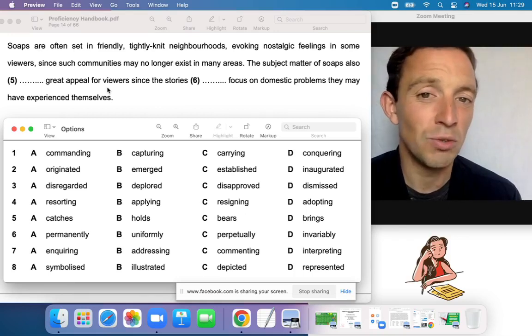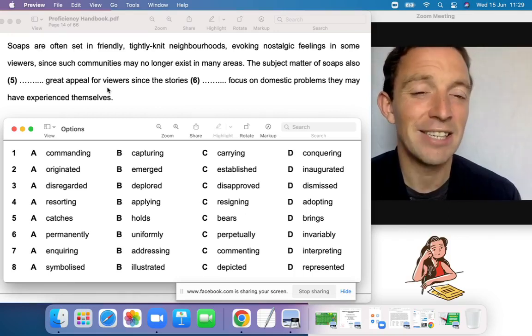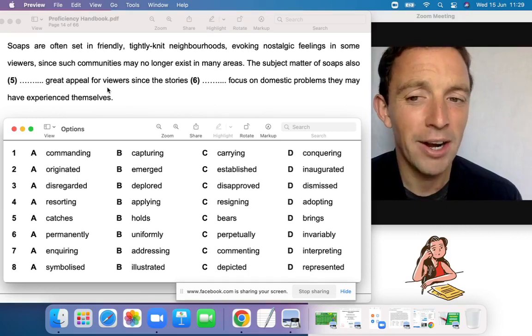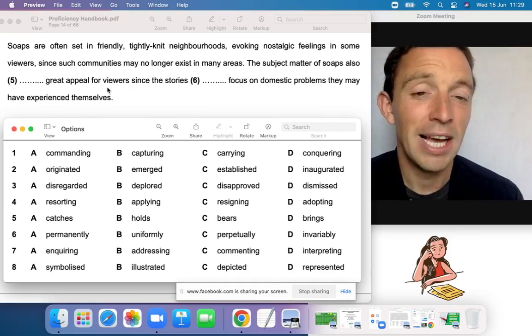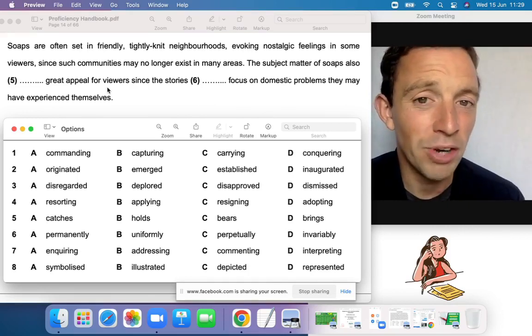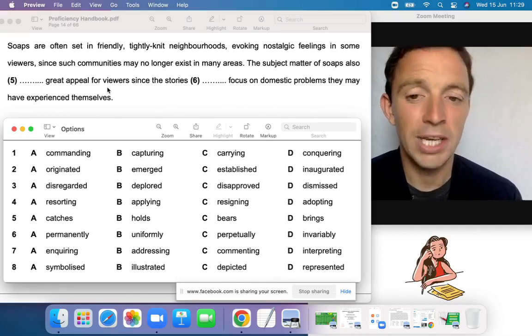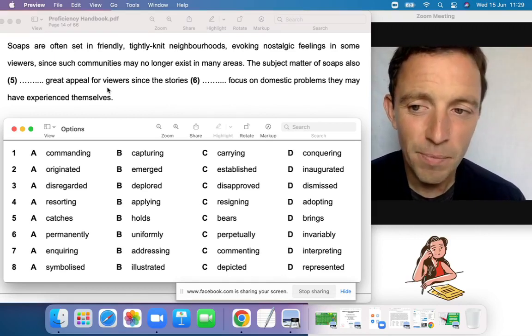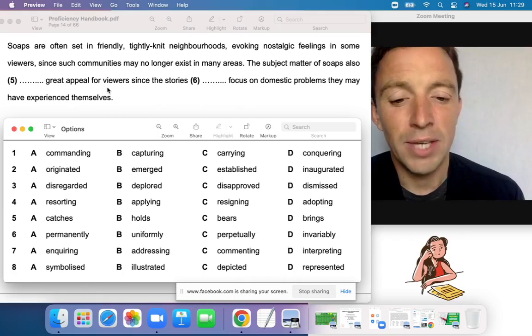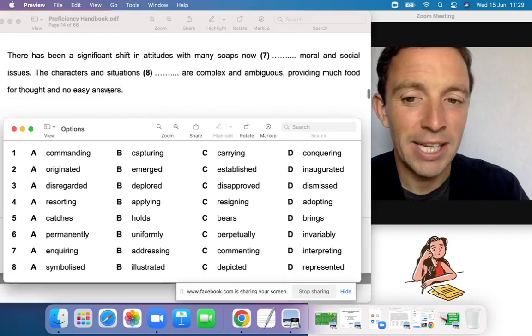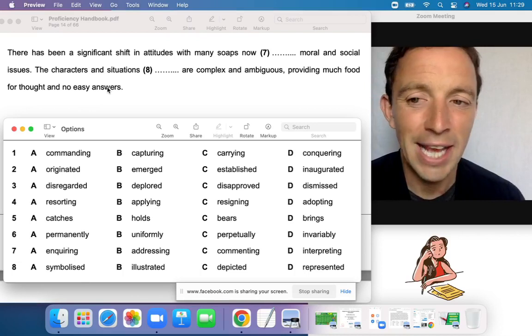You must try to read as much as you can, and that is a very good way to prepare for these exams. And it's a very good way to improve your English anyway. So reading is really important. Okay, so yes, I think 6 is invariably. Let's continue to number 7 and number 8.